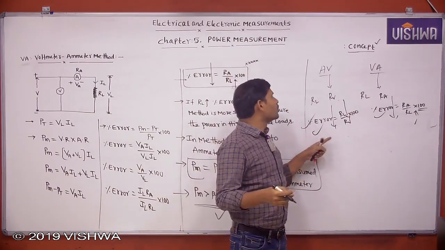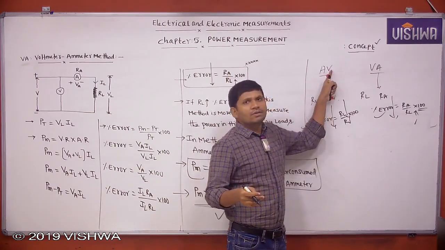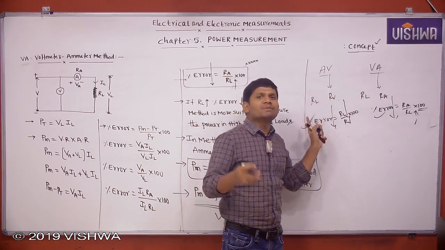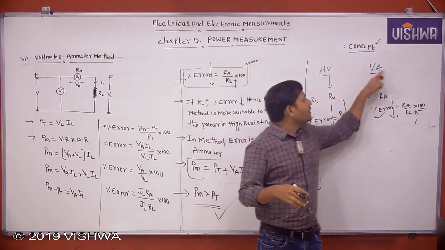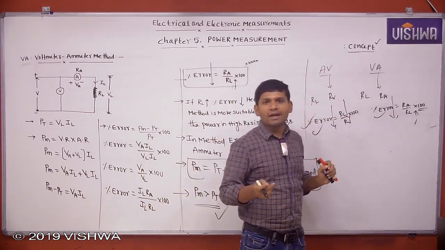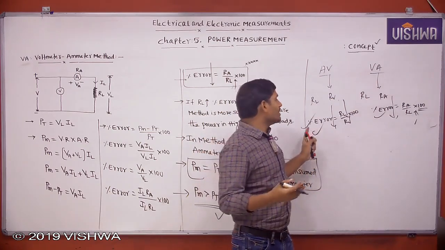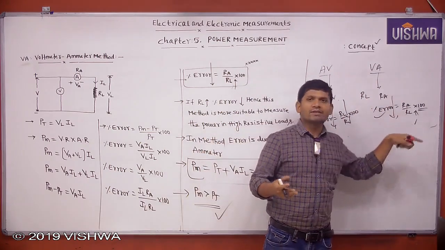Measured power equals true power plus the error due to voltmeter. Which meter will consume the power? Voltmeter. So measured power equals true power plus power consumed by voltmeter. In the VI method, the error is due to which one? Ammeter. Then what is the measured power equal to? True power plus power consumed by ammeter. Then measured power is greater than true power. Measured power is greater. Like that you can write.